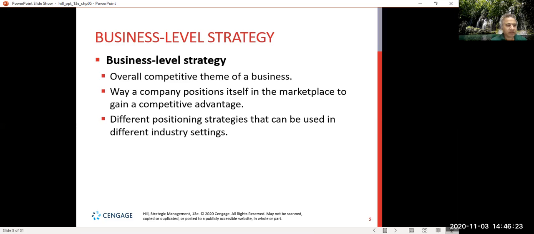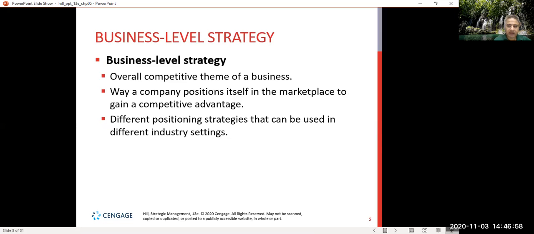Okay, let's talk about business level strategy. This chapter looks at the formulation of business level strategy. When we talk about business level strategy, it refers to the overarching competitive theme of a company in a given market. At its most basic level, business level strategy answers a few questions. Whom does a company decide to serve? That means which customer segments, what customer needs and desires the company is trying to satisfy, and how the company decides to satisfy those needs and desires.